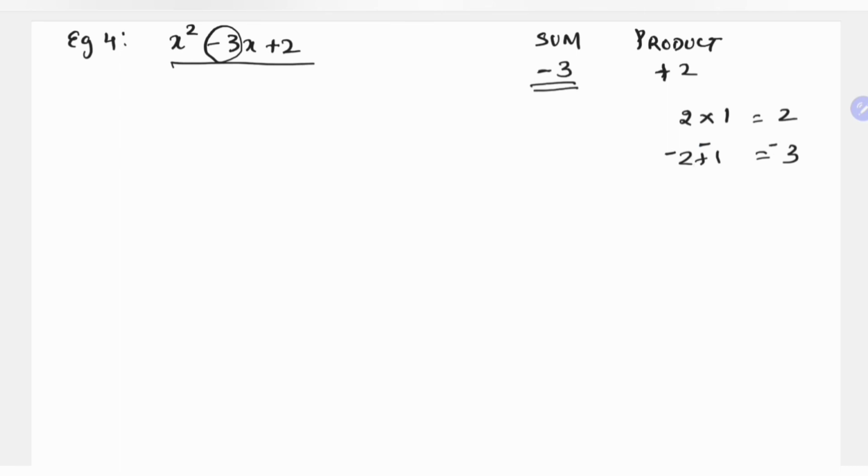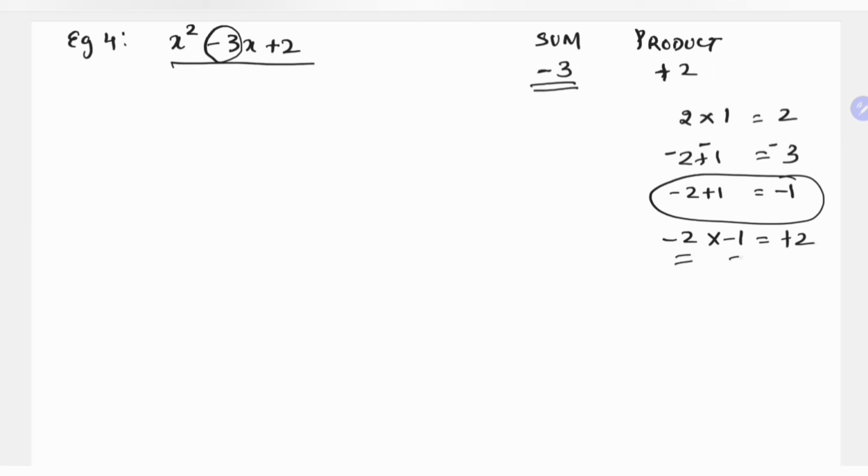Only if both the numbers are minus, then I am going to get minus 3. If one number is minus, then it's going to be something like minus 1. So I can't take this. I'll have to take this. So the numbers are basically, again, if I take minus 2 and minus 1, am I going to get plus 2 as the product? Yes.